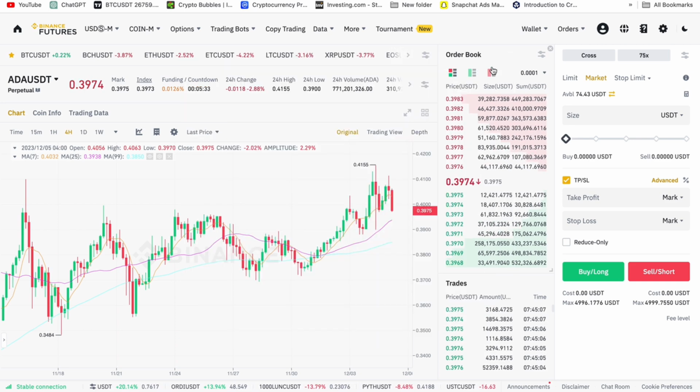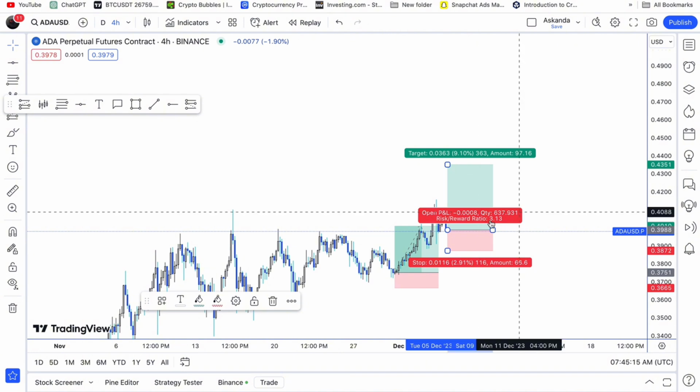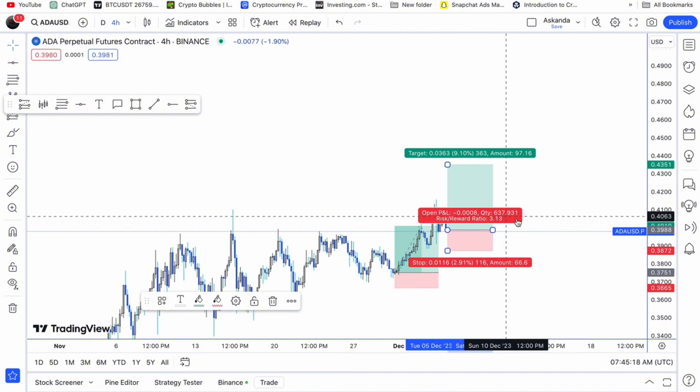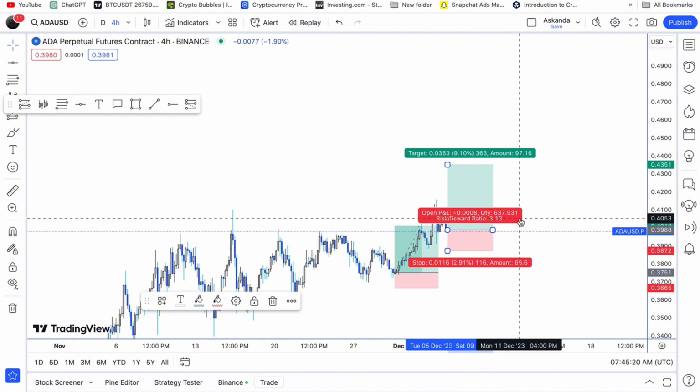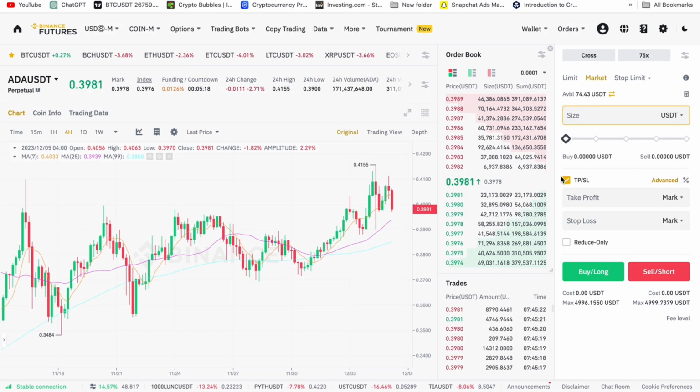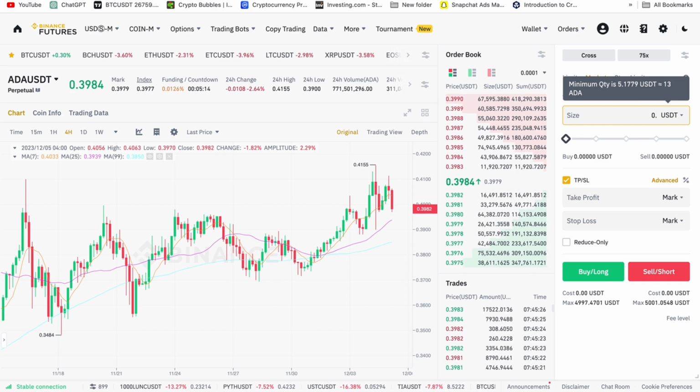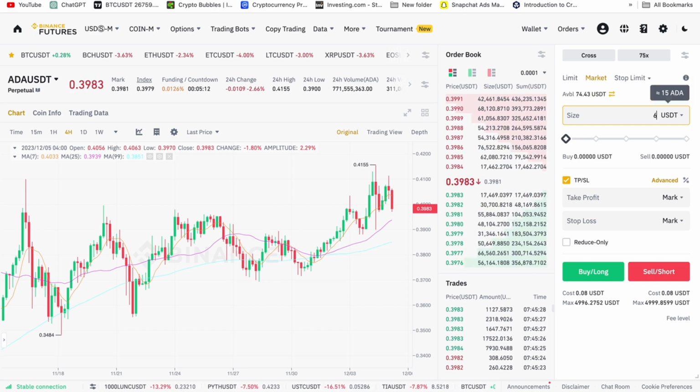So now we can enter the amount inside our Binance Futures order box. On the order box, you are supposed to enter the margin and the quantity. We know our quantity to be 637.931. Okay, so this is the margin.